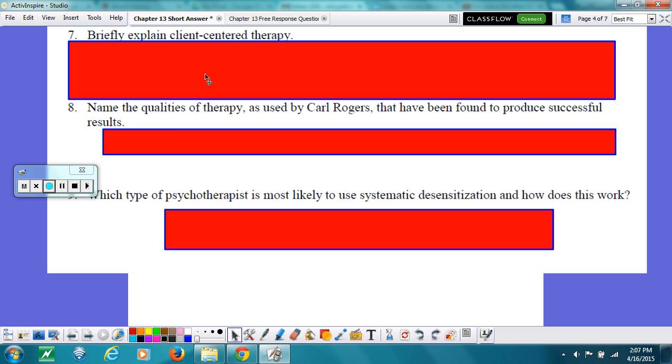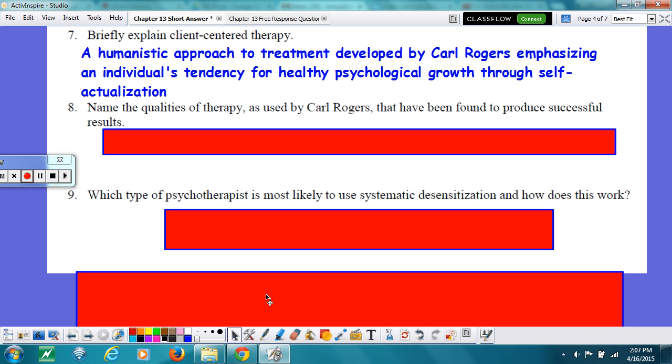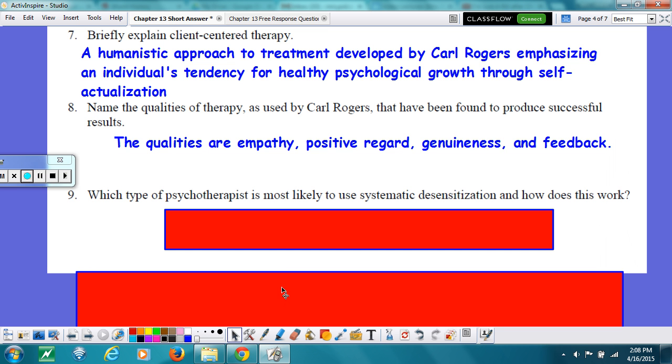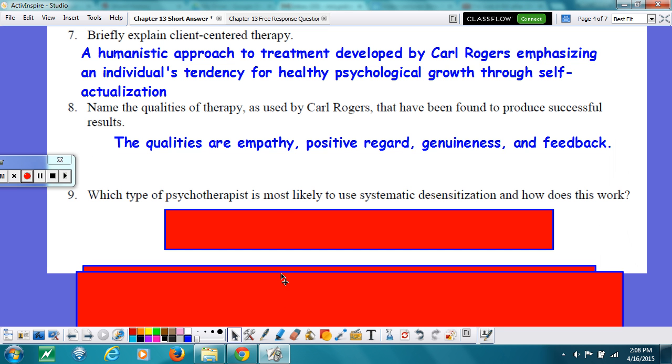Number 7, briefly explain client-centered therapy. And this comes from the humanistic perspective. It was developed by Carl Rogers, emphasizing an individual's tendency for healthy psychological growth through self-actualization. Question number 8, name the qualities of therapy used by Carl Rogers that have been found to produce successful results. And some of these qualities are empathy, positive regard, genuineness, and feedback.